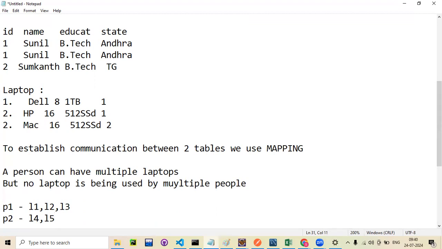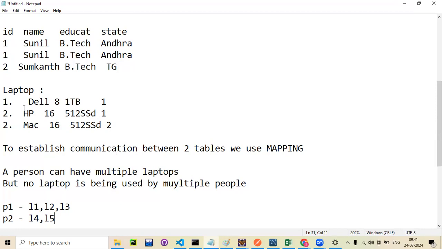If the laptop is being used by multiple people, then it is many to many. That means one person can have multiple laptops, and one laptop can have multiple users. Then it is many to many. Here it is one to many, Sumant. Because of that reason only you can happily place this ID over here.